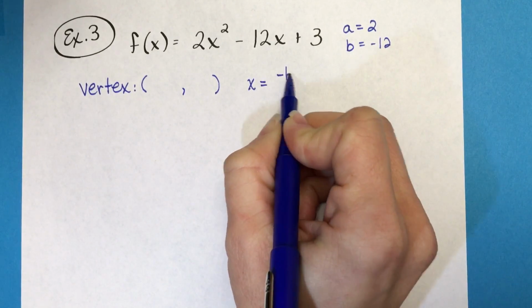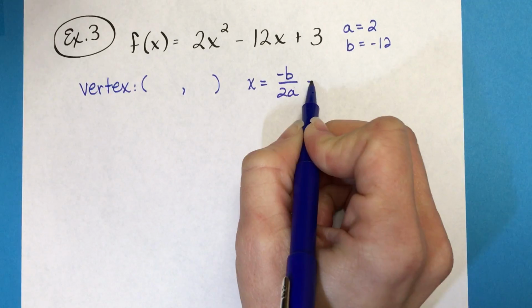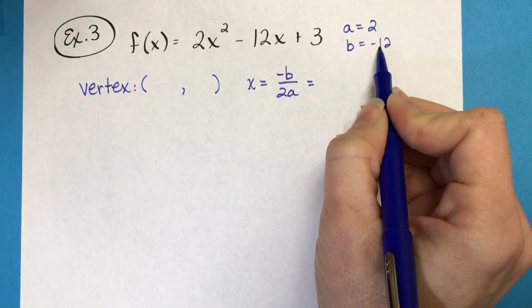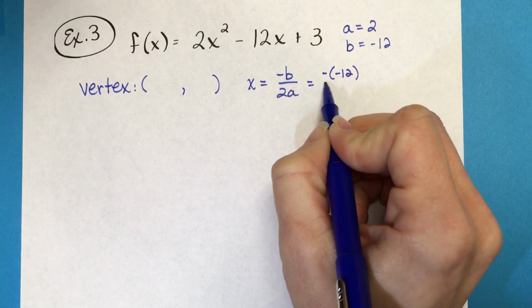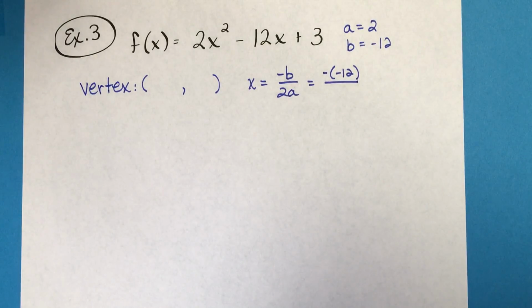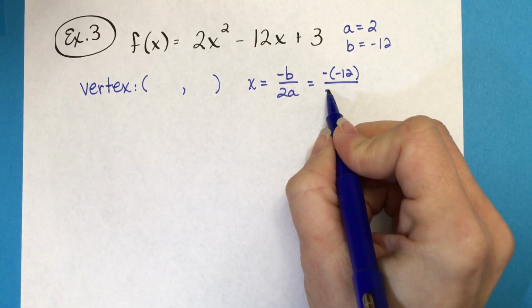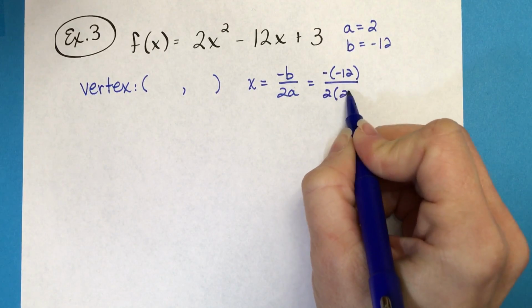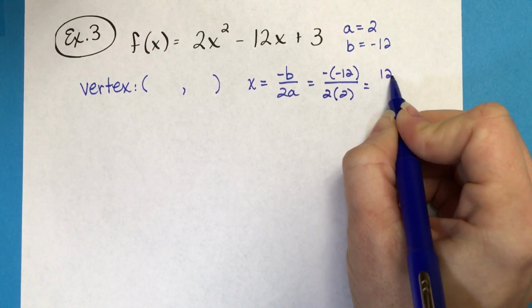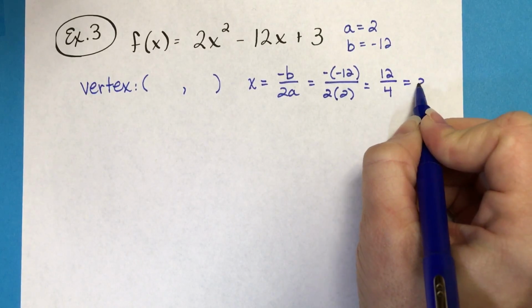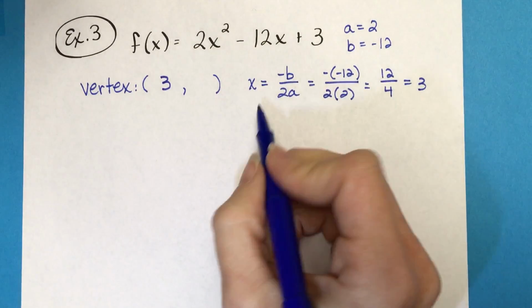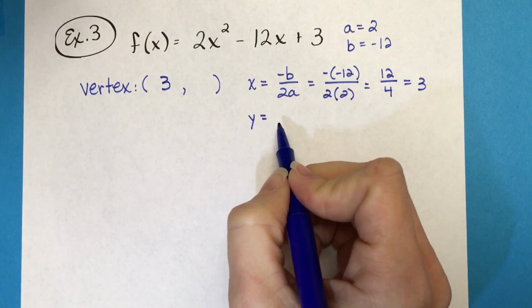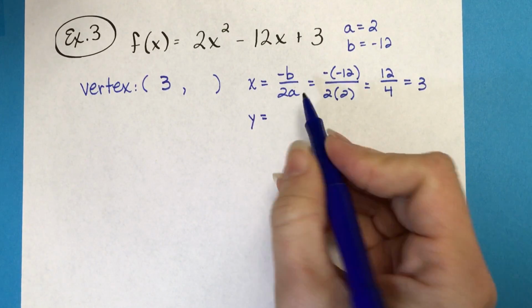Using your formula, negative b over 2a. Now this time, since my b is negative, I would have negative 12, which will end up being positive 12, and I'll just change that in the next step. And then I would have 2 times 2. So positive 12 divided by 4 will give me 3. And now I take the 3, substitute it back into the function.